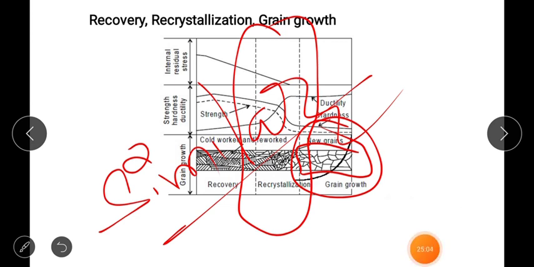In the next lecture we will study the hot working and cold working processes with their applications, advantages and limitations. So today we will stop here.